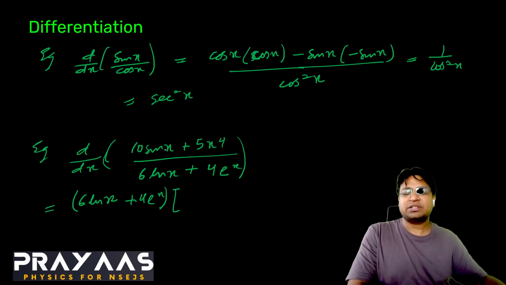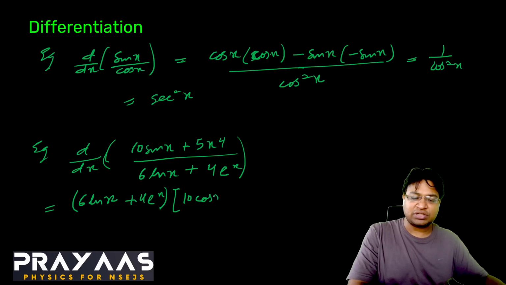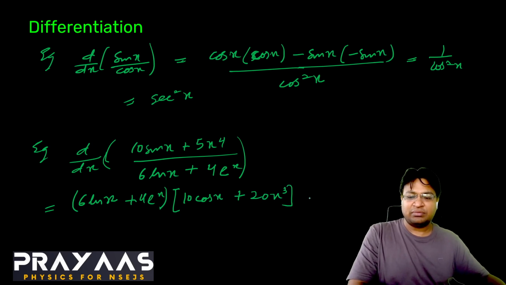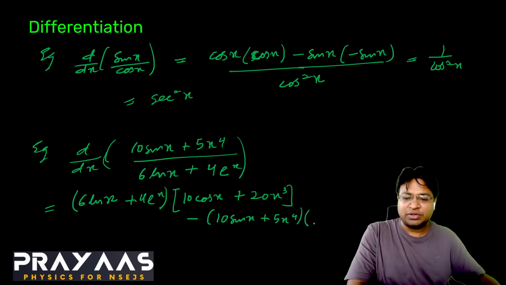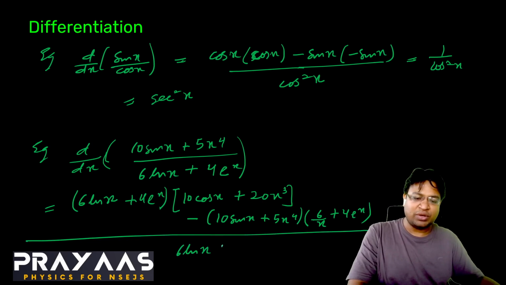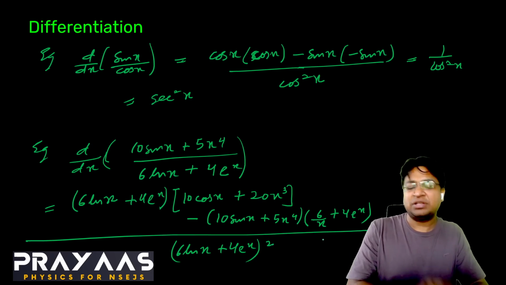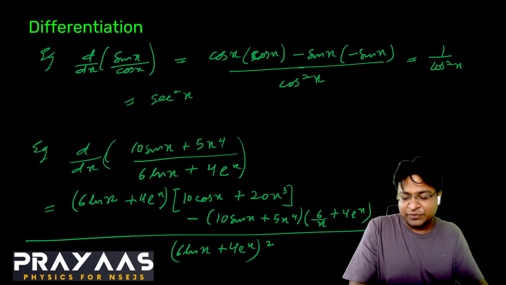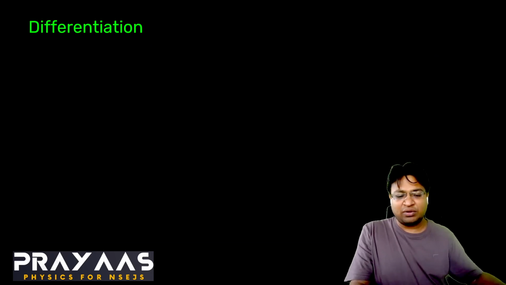So 10 sin x will be differentiated. I will pull 10 out, and then sin x, differentiation of sin x is cos x. Differentiation of this will become 20 times of x cube. Okay, then minus of numerator into differentiation of denominator. So that will become 6 by x plus 4 times e raised to power x, and then this entire thing will be divided by the square of the denominator. So, guys, of course, I will share assignments in the description of this session so that you can practice differentiation. So this was the fourth rule that we did, and now comes the fifth rule.